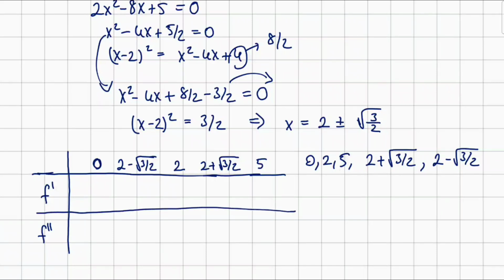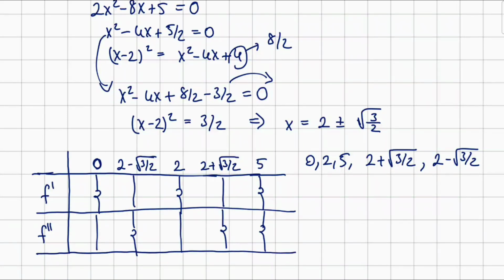And let's mark where each derivative equals 0. The first derivative is 0 at 0, 2, and 5. And the second derivative is 0 at these points and 5.